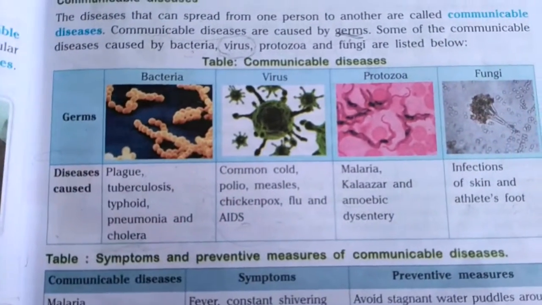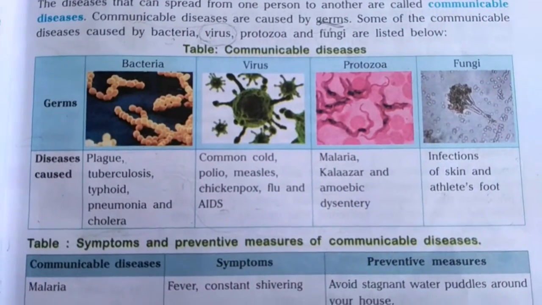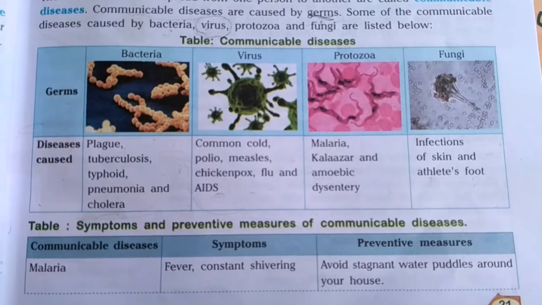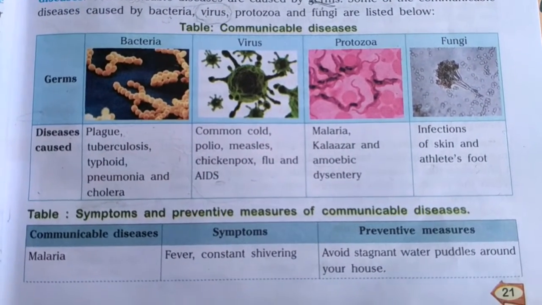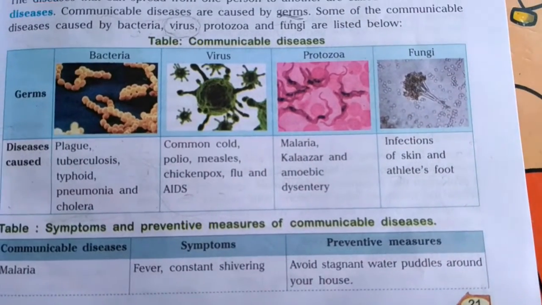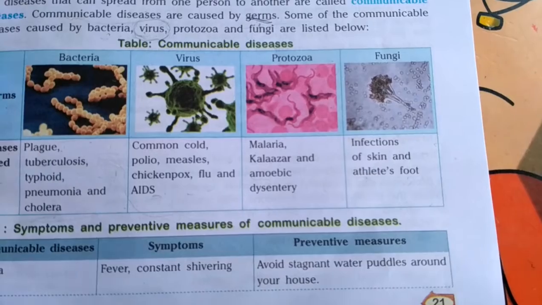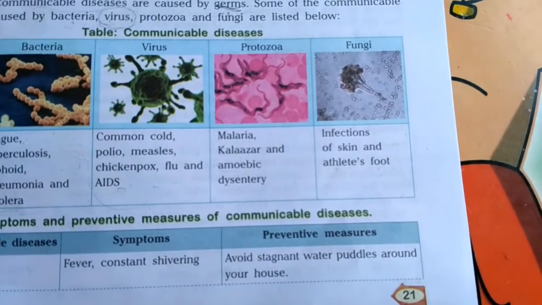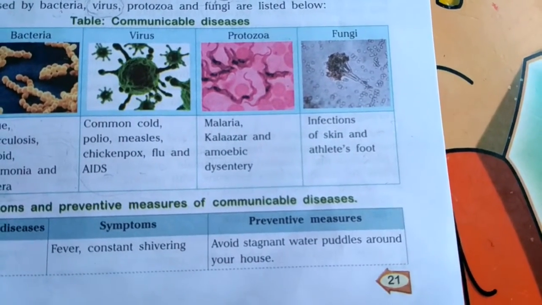So these are the names of four germs or microorganisms, that is bacteria, virus, protozoa and fungi, and the respective diseases caused by these germs. Bacteria: plague, tuberculosis, typhoid, pneumonia and cholera. Virus: common cold, polio, measles, chickenpox, flu and AIDS. Protozoa: malaria, kala azar and amoebic dysentery. And fungi: infections of skin and athlete's foot.